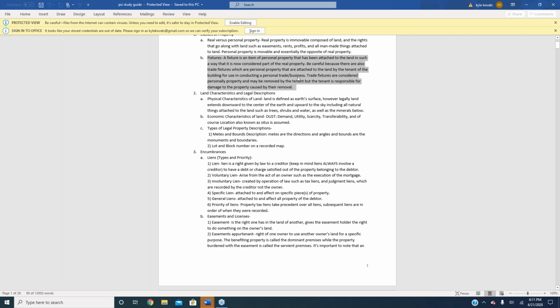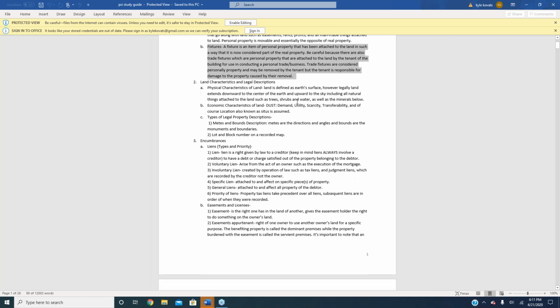So fixtures, again, they're part of the real property. They're automatically going to convey. Examples: kitchen cabinets, ceiling fans, sinks, bathtubs, things like that.